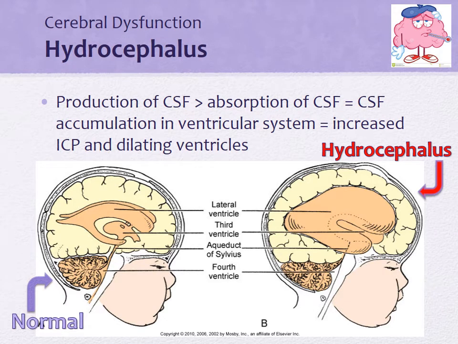So, picking up where we left off in class the other day, we're going to talk about hydrocephalus first. This is where there is a production of cerebrospinal fluid that's greater than how fast your body can absorb it. So the production of CSF is greater than the absorption of CSF, and this equals an accumulation of CSF in the ventricular system, which then leads to increased intracranial pressure, ICPs, and dilating ventricles.